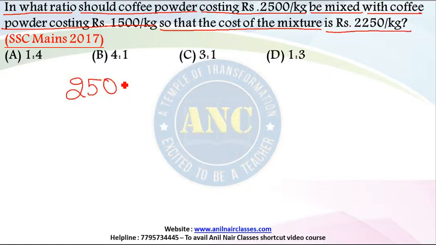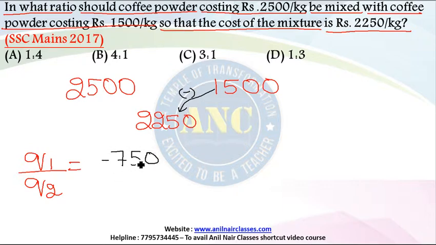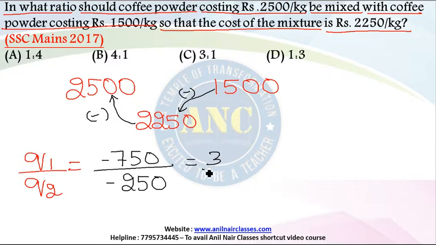First product is costing 2500, second product is costing 1500. I should mix them in some ratio so that the mixture cost will become 2250. In what ratio should I mix is the question. Your Q1 by Q2 ratio is given by 1500 minus 2250, which is minus 750, divided by 2250 minus 2500, which is minus 250. Minus by minus is plus. 750 by 250 is 3 by 1.